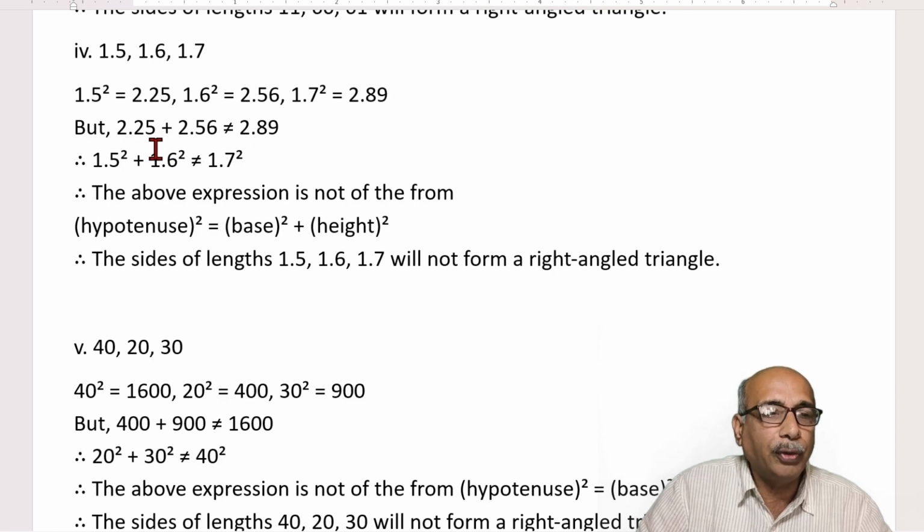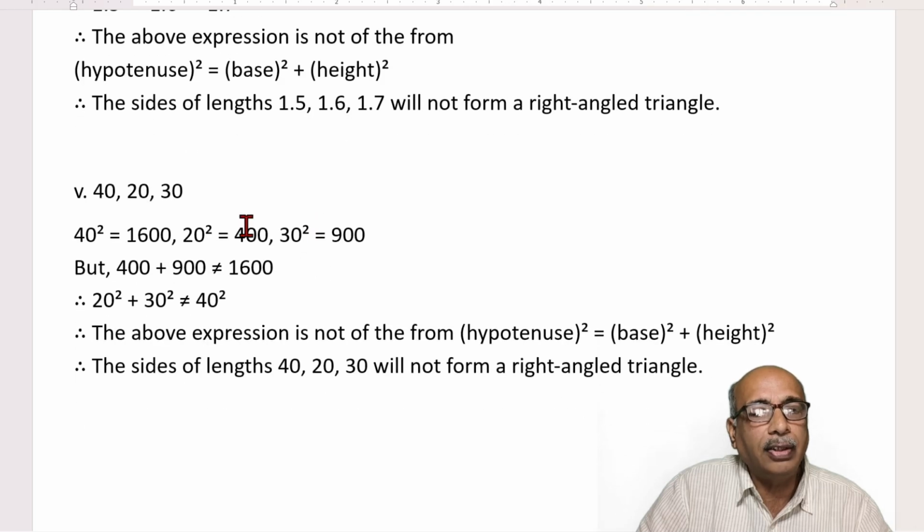But 2.25 plus 2.56 is not equal to 2.89, it will be 4.81, which is not equal to 2.89. Therefore, 1.5 square plus 1.6 square is not equal to 1.7 square. Therefore, the above expression is not of the form hypotenuse square equals base square plus height square. Therefore, the sides of lengths 1.5, 1.6, 1.7 will not form a right angle triangle.